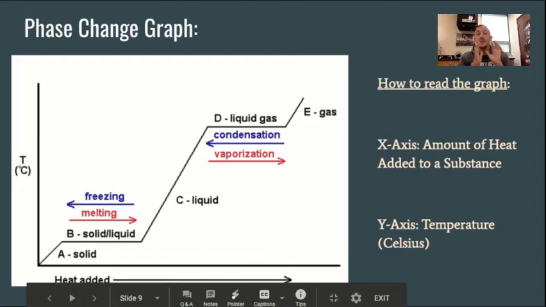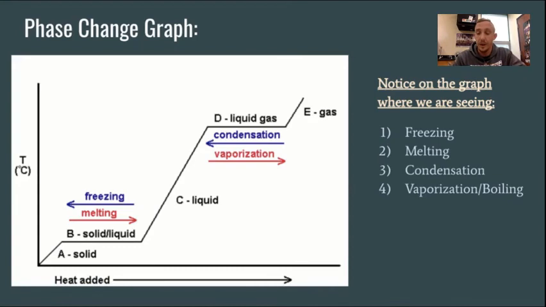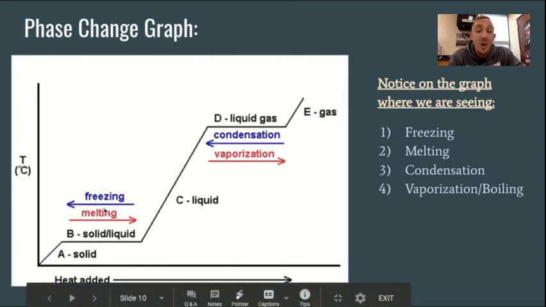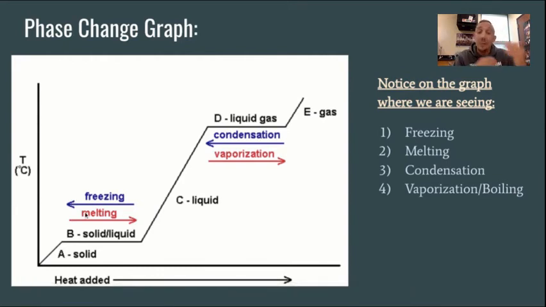So this is a graph that you are going to have to be able to identify. All right, moving on. Notice on the graph, where are we seeing freezing and melting? Remember, freezing and melting are going to be between a solid and a liquid. Going from a solid to a liquid, we have to add heat, so we're going to be melting. And to go from a liquid to a solid, we're going to be freezing because we're taking heat away. So they're opposites of each other.